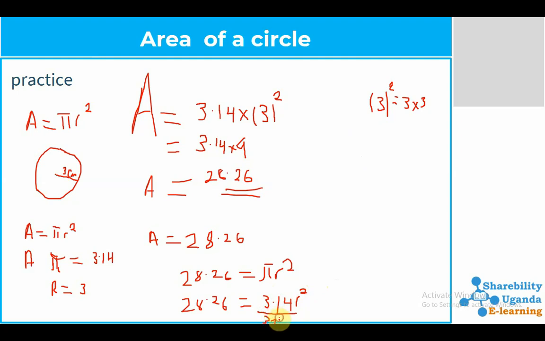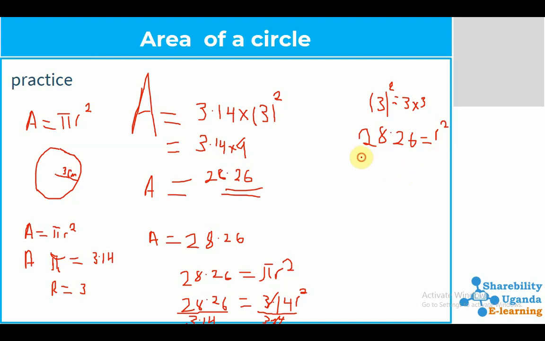3.14, and also here we also divide it by 3.14. So this 3.14 and 3.14 here, they shall go for marriage. So we shall be able to remain with 28.26 is equal to our radius squared. Our radius squared.